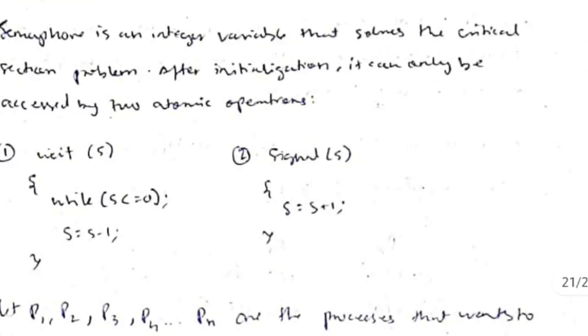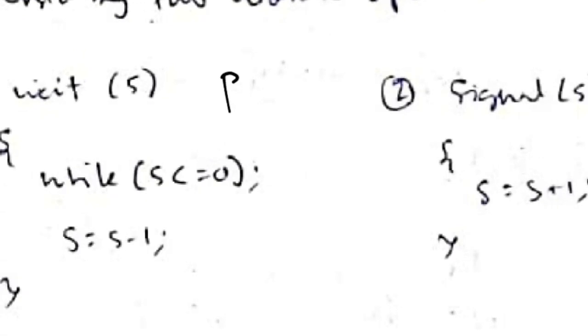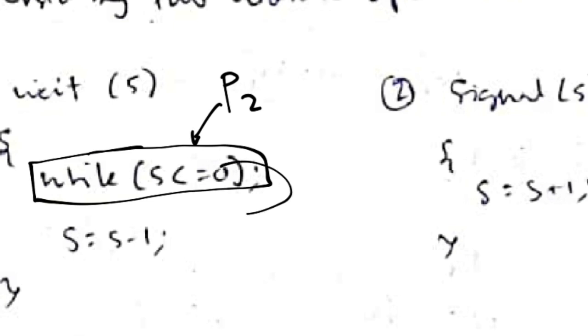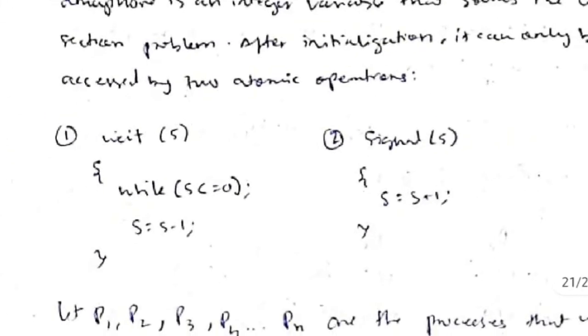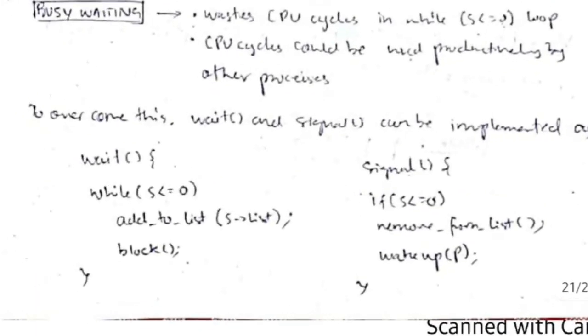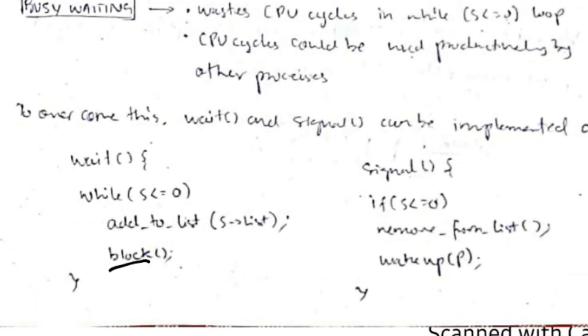See, suppose that the process P2 was here and it is simply executing the while function again and again. So it's wasting a lot of CPU cycles. CPU cycles can be used by other processes for more productive use, right? So this should be avoided. So to avoid that, there can be 2 functions implemented using block and wakeup.